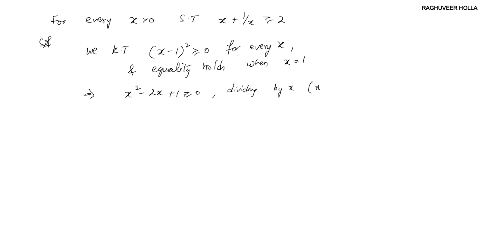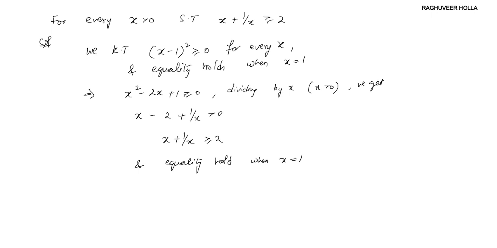Now dividing by x, where x is greater than 0, we get x minus 2 plus 1 by x greater than or equal to 0. Okay, now let us put all the x terms on one side. So x plus 1 by x is greater than or equal to 2, and you can see that the equality holds when x is equal to 1. Okay.